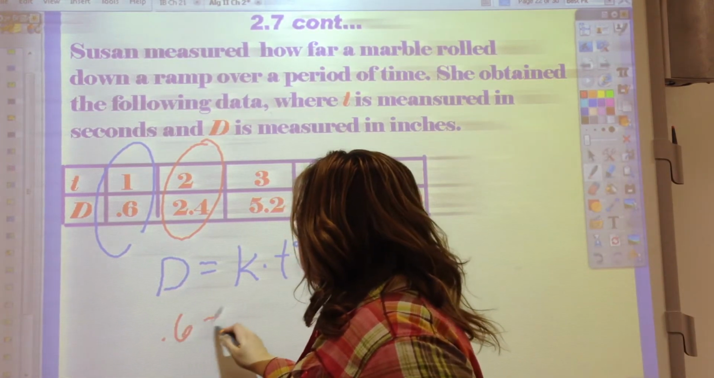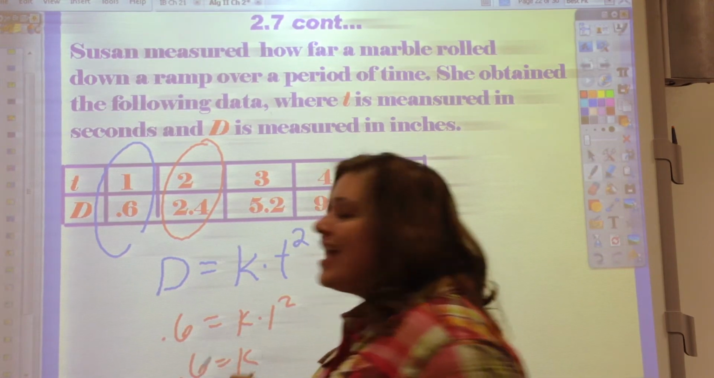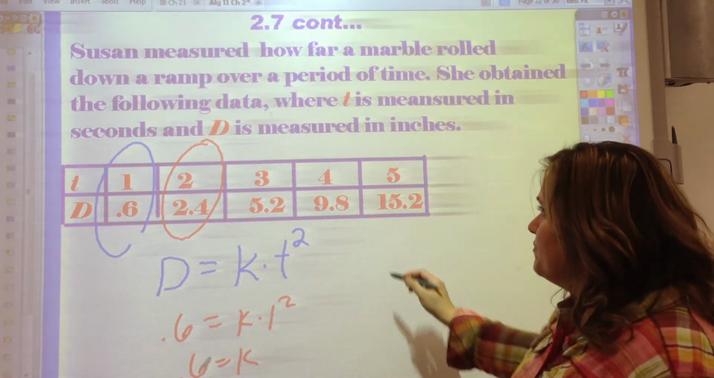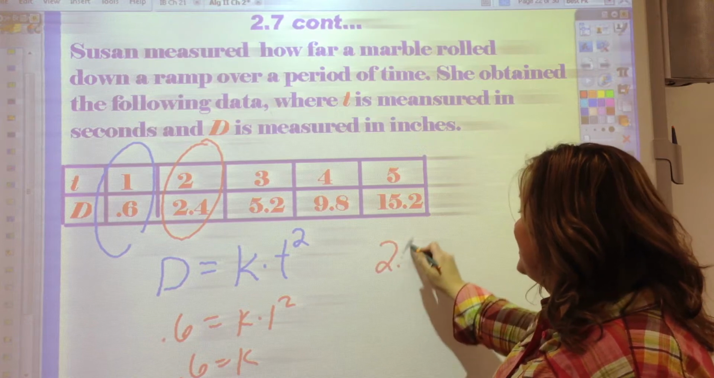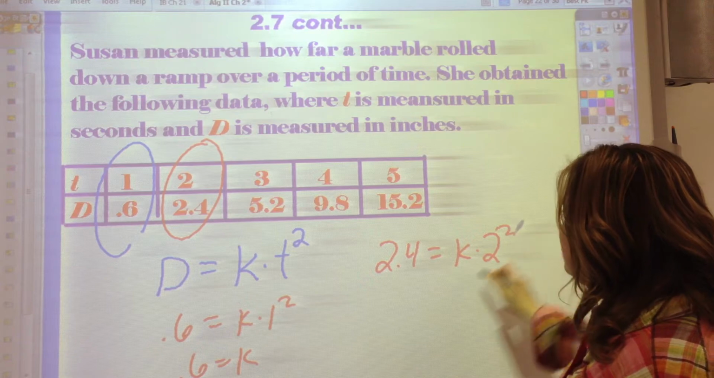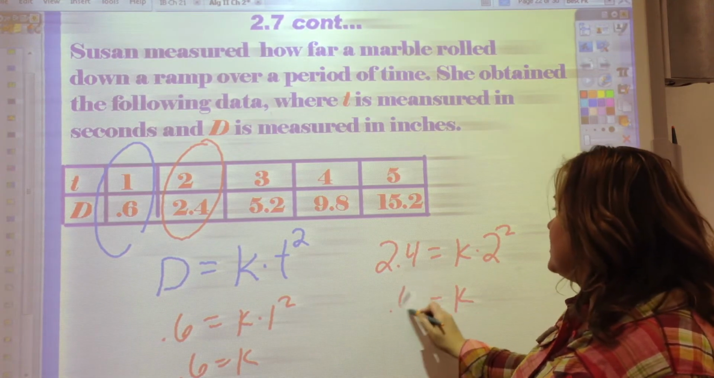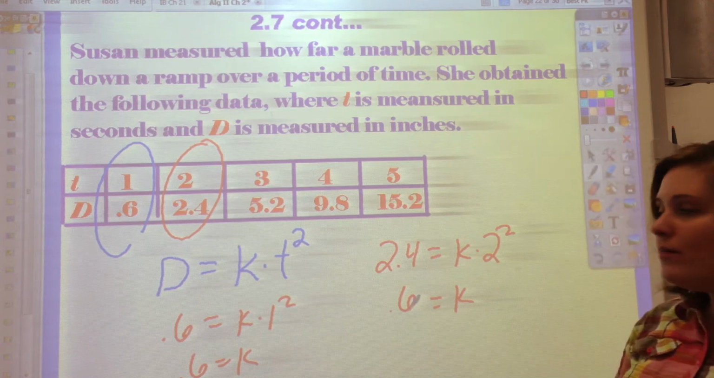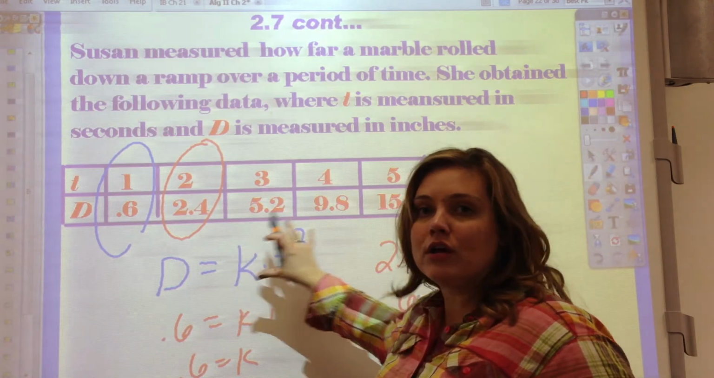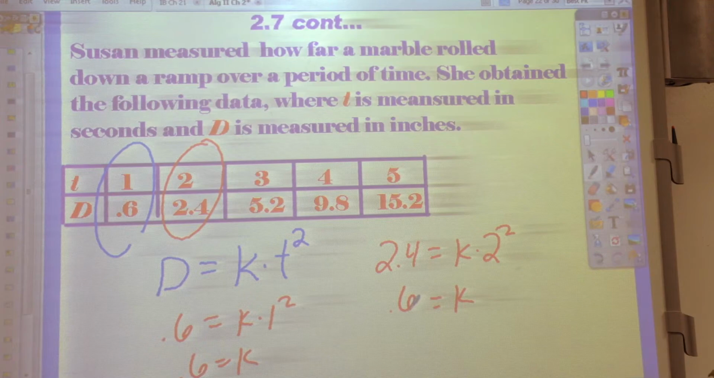So when D is 0.6, I have 1 squared. Again, K is 0.6. And I want to be pretty close to that value on each and every point. Let's see, when D is 2.4 and T is 2, I'm going to get 2 squared is 4. And when I divide that on both sides, I get 0.6 again. So now I'm getting pretty close. If I check these points, it'll be pretty close for each and every one. It might not be exactly the same for each point, but I'm going to be pretty close.